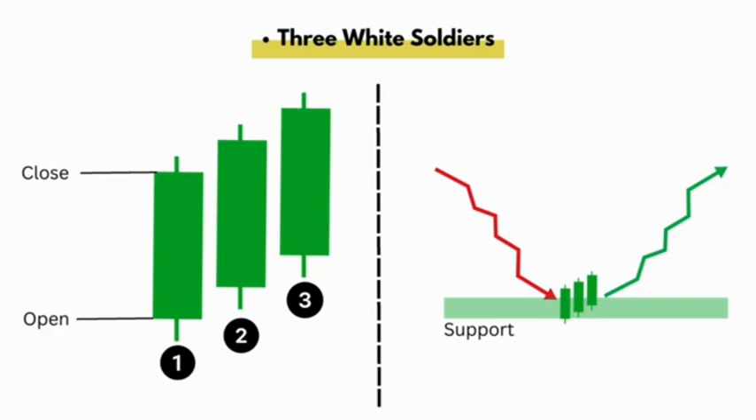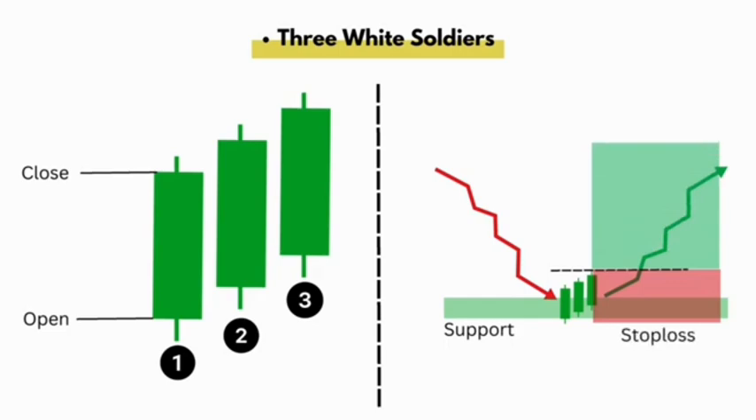How to trade the 3 white soldiers. Draw a line at the high of the third candle. Enter a buy trade when the next candle breaks above that level. Place your stop loss below the support zone and use the first resistance level as your initial profit target.